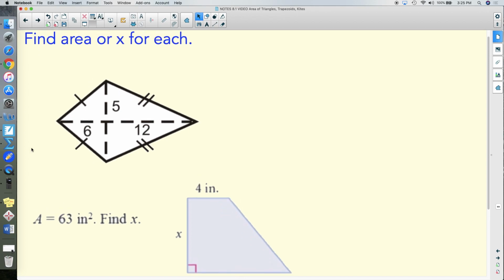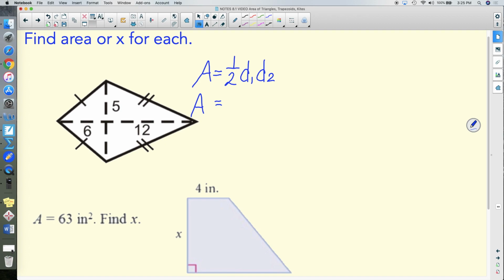Finally, we'll just do a few examples. Find the area or the missing value for each. So in the first one, they demonstrate to us that we have a kite by definition, as the 2 sets of distinct, congruent, consecutive sides are marked. So I can go right to knowing that my area formula is 1/2 d1 times d2. They don't give me the entire diagonal on one of the kite's diagonals. They only give me part of it.